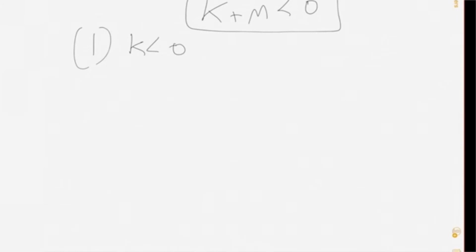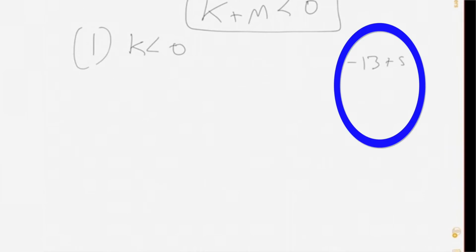Number 1 says K is less than 0. Now we want to know, is K plus M less than 0? The only way K plus M will be less than 0 is if either both of them are negative or one of them is negative and has a bigger absolute value than the other one. For example, negative 13 plus 5 would be negative, but negative 3 plus 8 would not be negative, right?